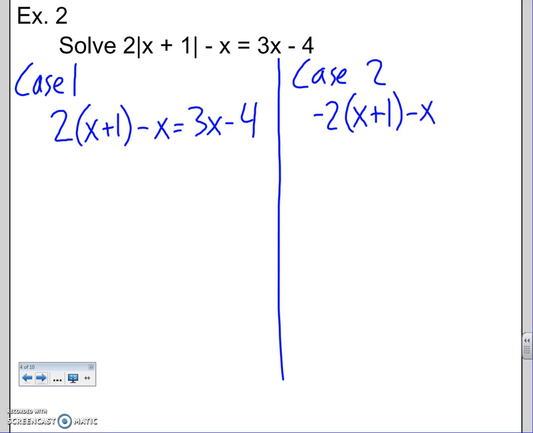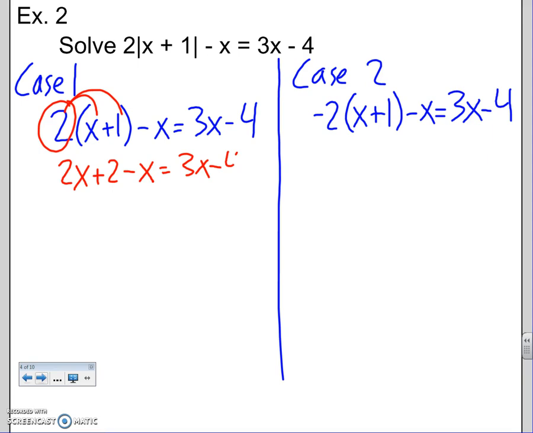So you can notice we're not changing anything in the problem. We don't change the signs. We just turn them into parentheses and put something in front of the parentheses, a positive number or negative number. And then we just solve the problem like normal. Prepare your problem by distributing first and combining terms if possible. 2 times x is 2x. 2 times 1 is positive 2. Minus x equals 3x minus 4.